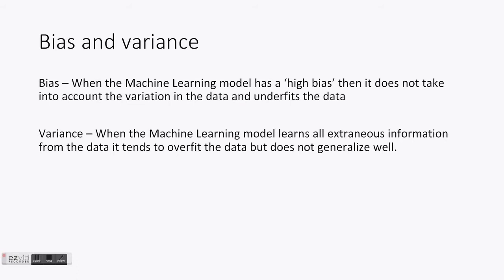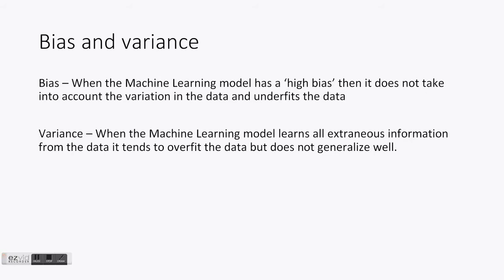There are two important measurements that we use in machine learning to determine how well we are able to fit the data. One is called the bias. When we say the machine learning model has a high bias, then that model does not take into account the variation in the data. It has a fixed kind of tendency towards the data. It does not look at the variation in the data, and it is fixed. So it's like a bias.